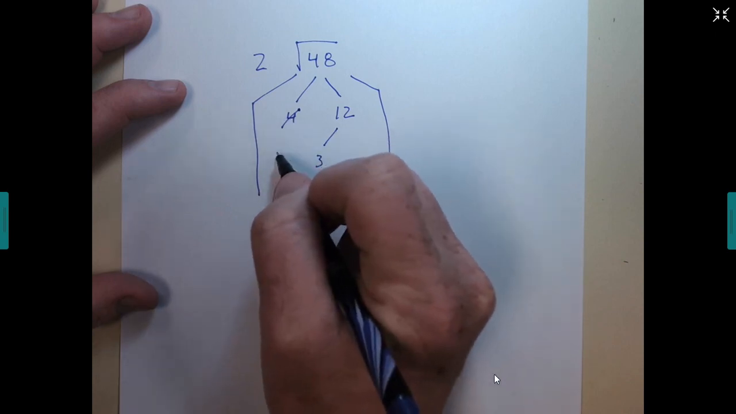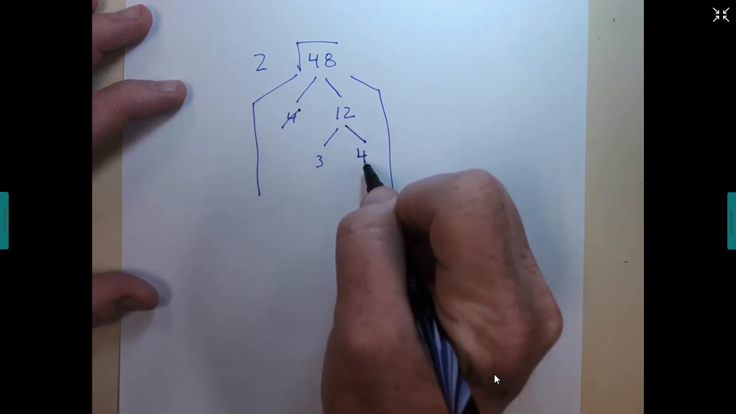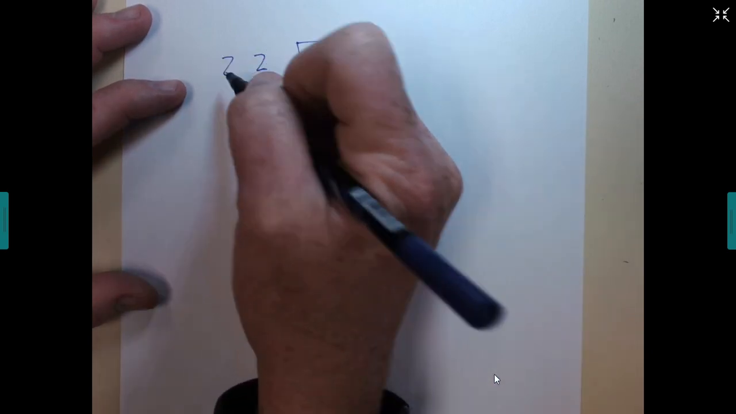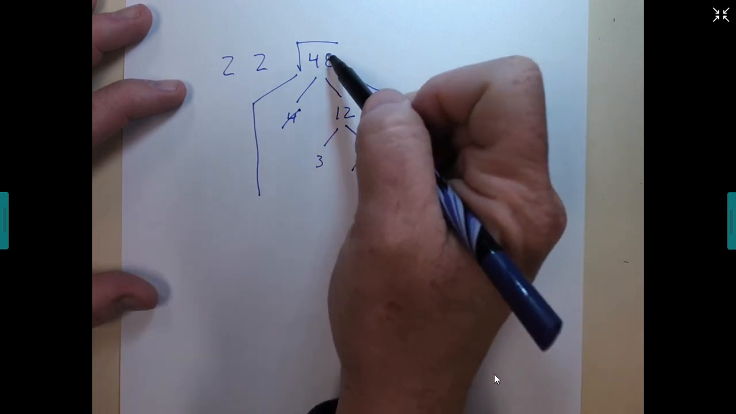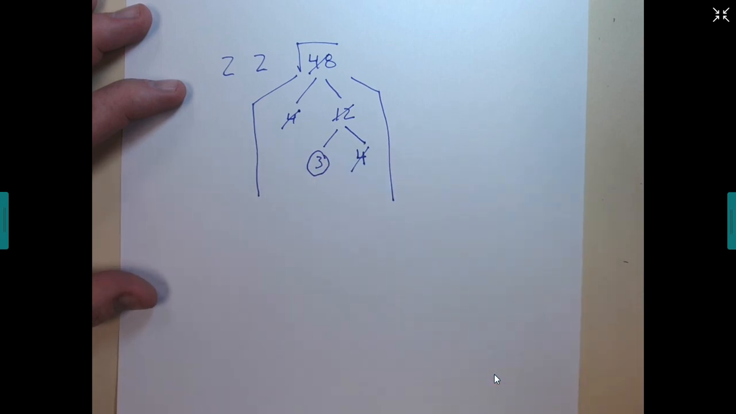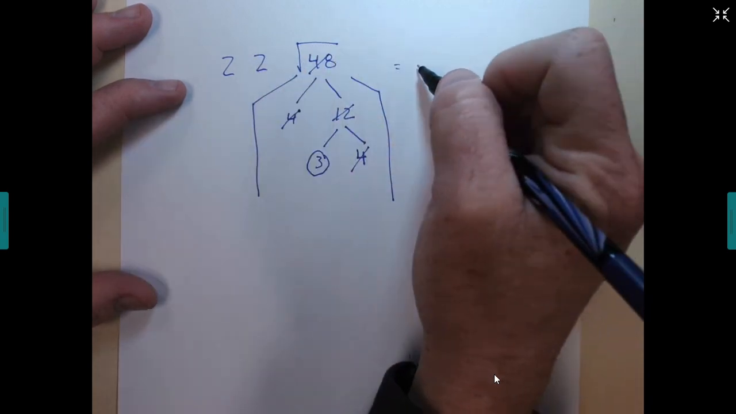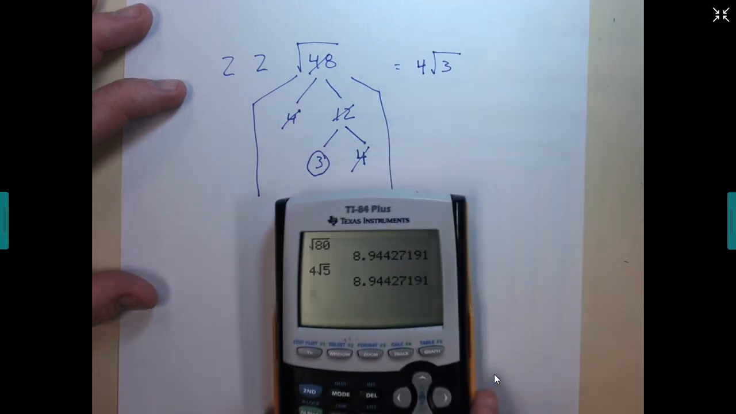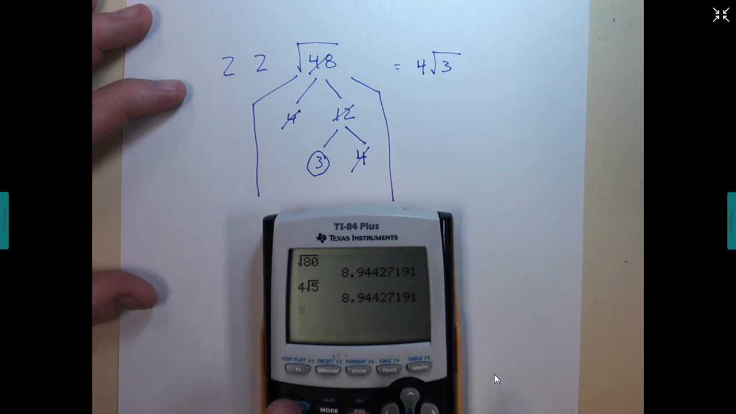Again, if you missed that, you'd end up with 2 2's, and you'd still be back at my main process. Ooh, there's another 4. The square root of 4 is 2. So I broke down 48, I broke down 12, and I still have 1 prime left. That means my answer, I have 2 times 2 on the outside, 4, and I still have a 3 on the inside. Again, I can check my work by putting the square root of 48 and 4 square root of 3 in the calculator. If I got the same thing, I'm doing pretty good.